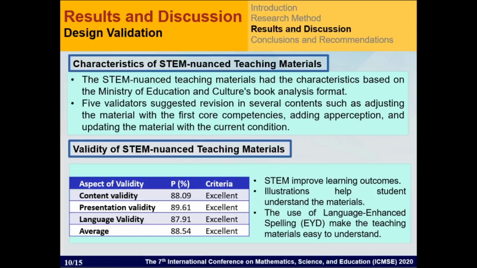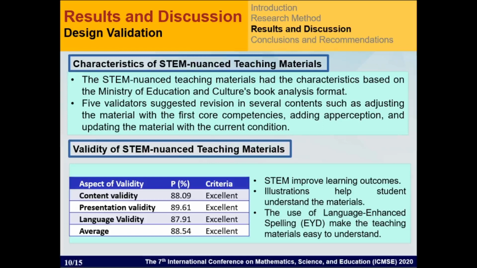5 validators suggested a revision in several contents, such as adjusting the material with the first core competence, adding a perception, and updating the material with the current condition. And this is our result about the validity of STEM nuance teaching materials.